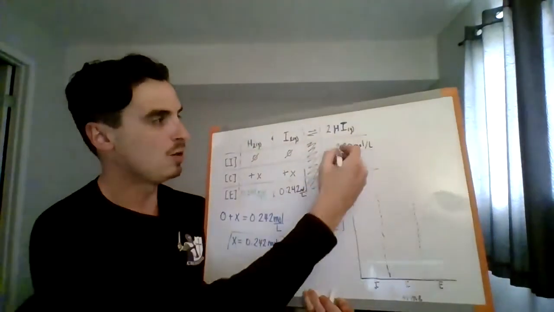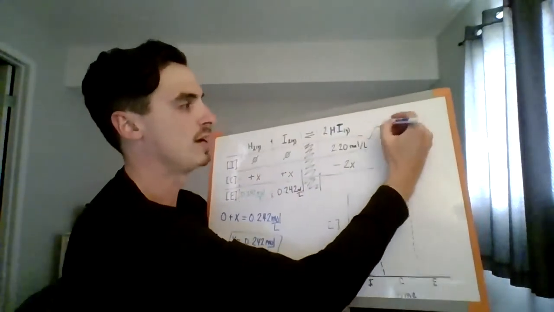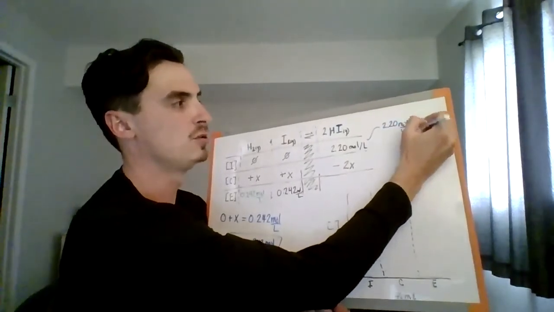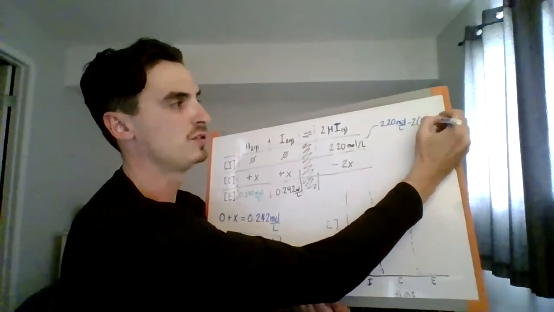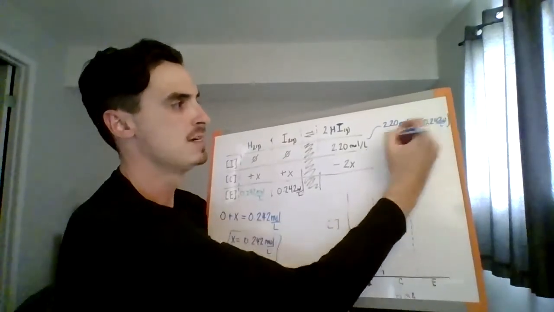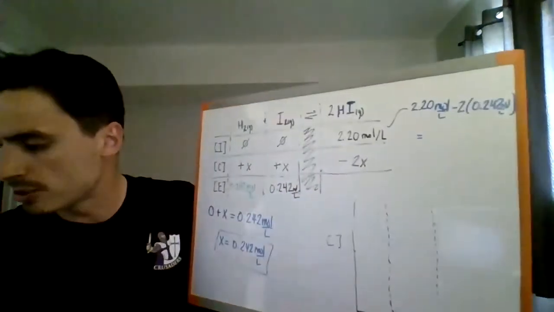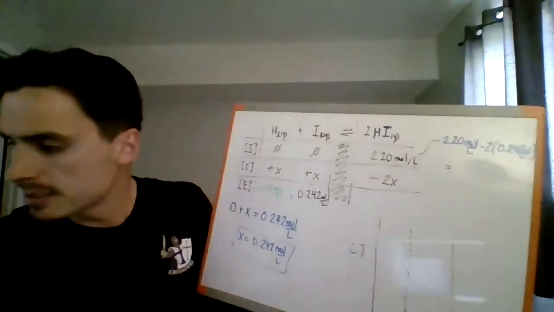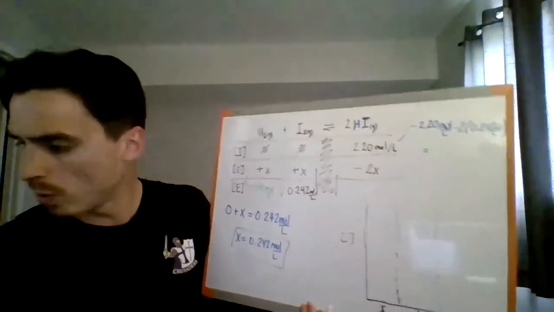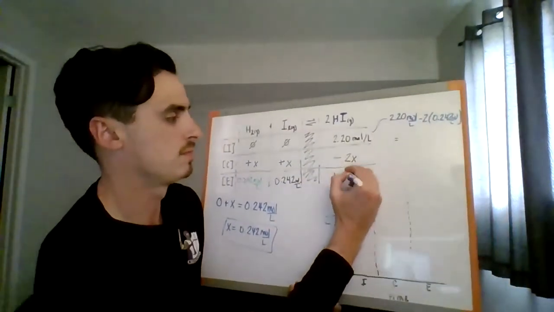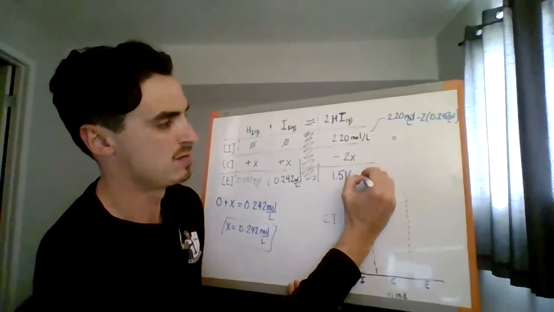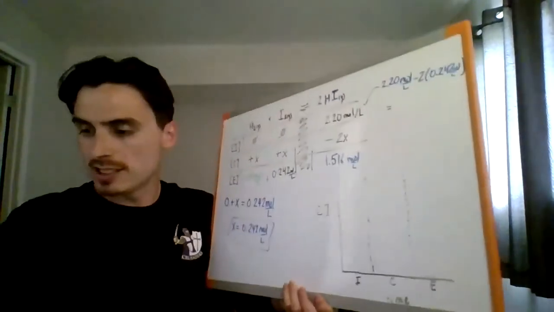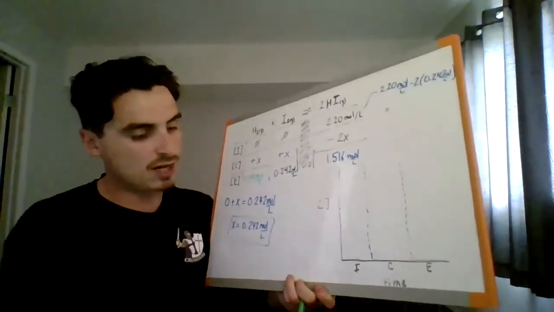And then over here, we've got 2.20. Let's write this one out. 2.20 moles per liter minus 2 times 0.242 moles per liter is going to give us our equilibrium concentration. And it is 1.516 moles per liter. Okay, that's my blue concentration. So we've established the equilibrium concentration for each of the chemicals.